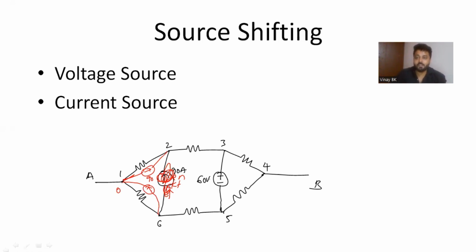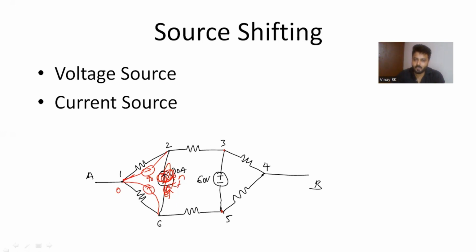Similarly, you need to shift the voltage source. So check at junction 3 and 5. Either you can shift the voltage source at junction 3, or else you can shift it at junction 5, because it is connected at node 3 and node 5. At any one node you can do source shifting. So now I'll consider node 3, where you need to shift this voltage source.